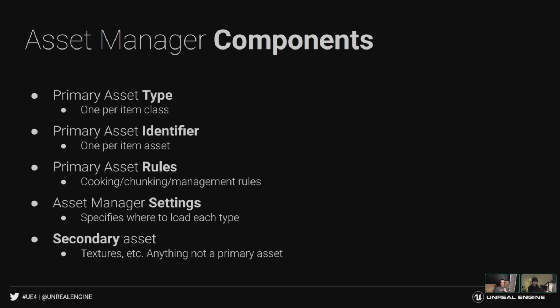There's also this concept of rules. Rules are basically the rules you apply to different types of primary assets. It could be for cooking or for chunking or for management. I will get into those a little bit later. There's also settings, which is very game specific, which lets you set how you load and use each of the primary assets. And then this isn't a formal type, but we talk about secondary assets because they're anything that's not a primary asset.